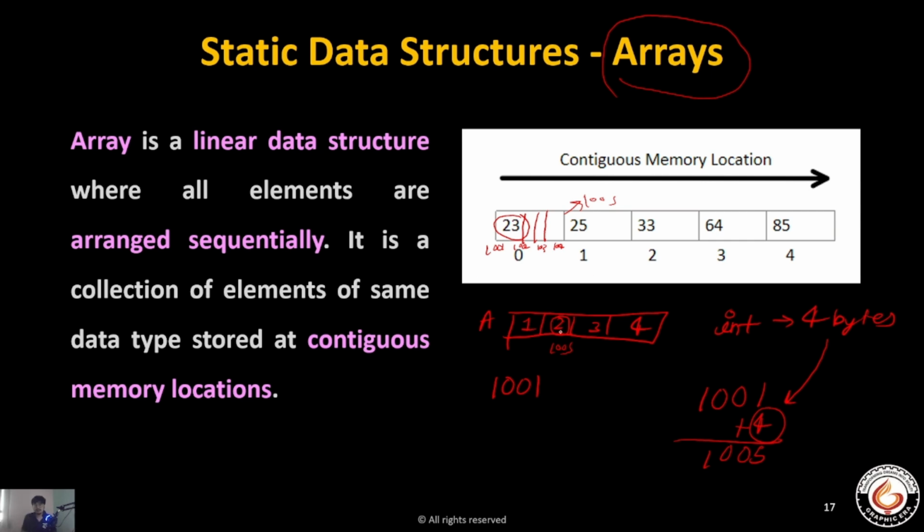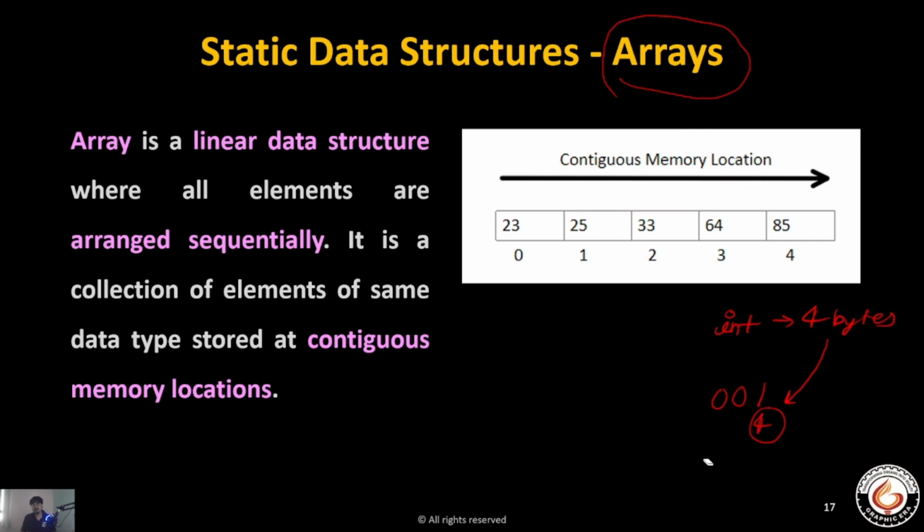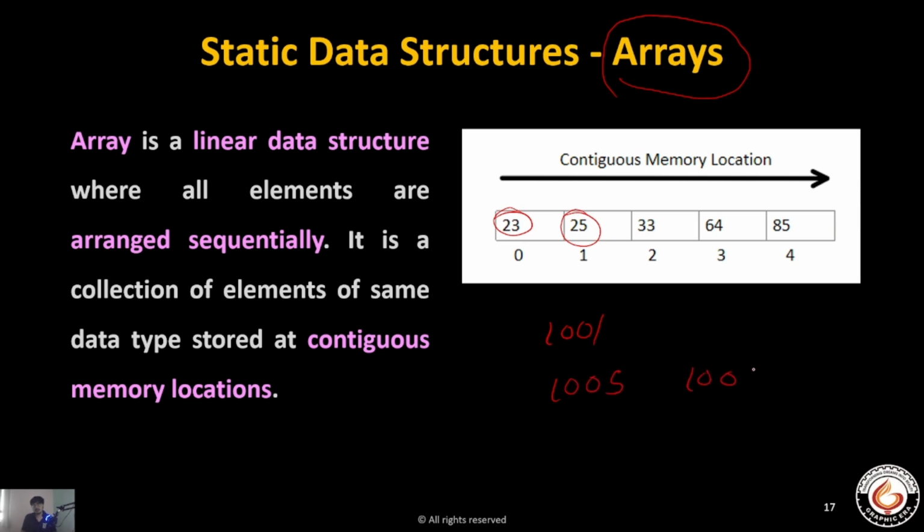And that's what we call contiguous memory location, which means the data is present continuously, and you cannot see a breakage between them, which means the data are present adjacent to each other. You cannot say that if you are finding 23 at location 1001, then the next will be at 1005, and you cannot say it will be present at 1009. That will be wrong.